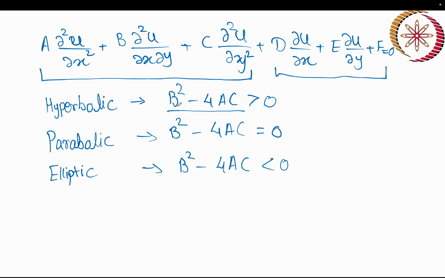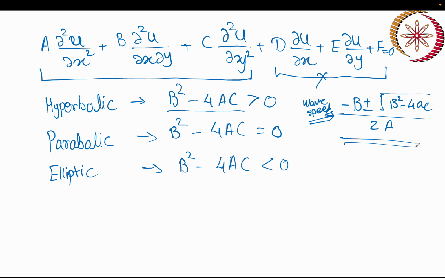This is the discriminant, and if you see, minus b plus or minus the square root of b² − 4ac divided by 2a, and let's say the other terms we are not interested in, so let's say they are absent. If we see this equation, consider that this is somewhat related to the characteristic wave speed, like the wave equation, and this is actually the wave speed, and it will come out to be plus c and minus c.